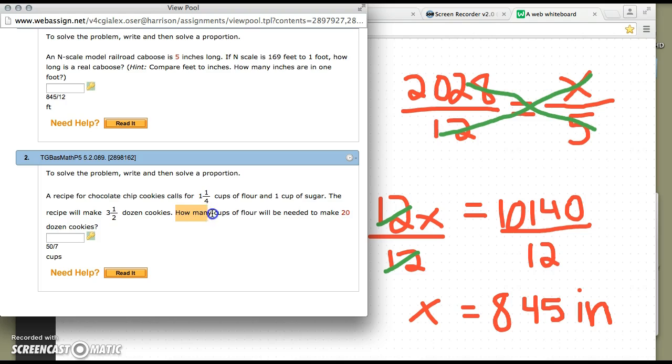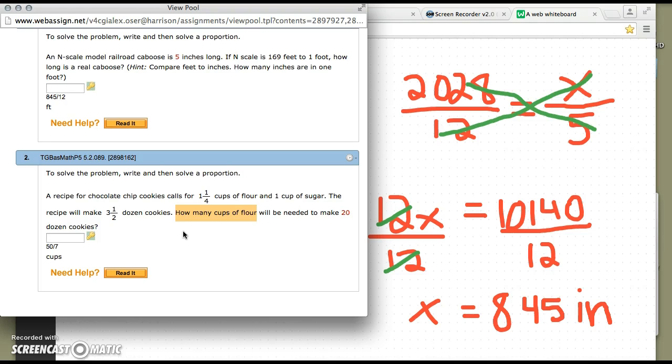So in a lot of word problems, guys, remember the important thing to find is the question itself. And here is the question in the problem. How many cups of flour will be needed to make 20 dozen cookies? So notice, how many cups of flour. That's what we're trying to solve for. So this whole cup of sugar here, we can ignore that. We don't care about sugar. We only want to know how many cups of flour are going to be needed to make 20 dozen cookies.